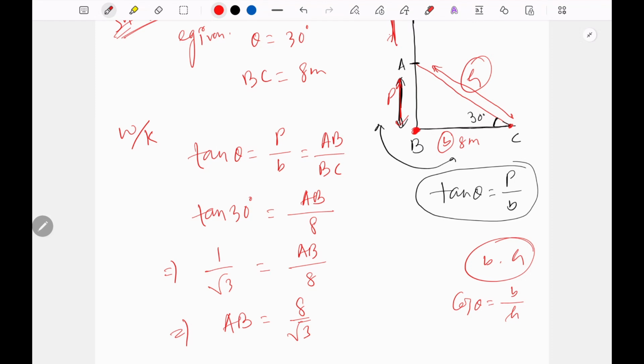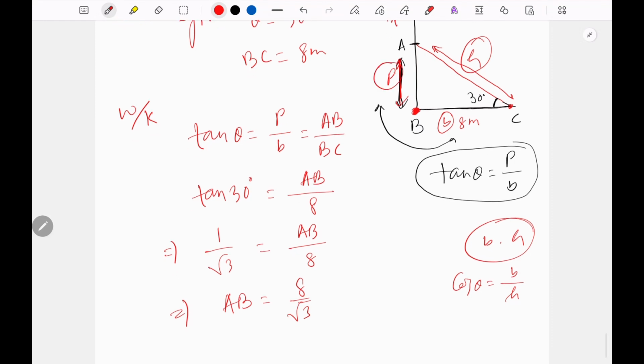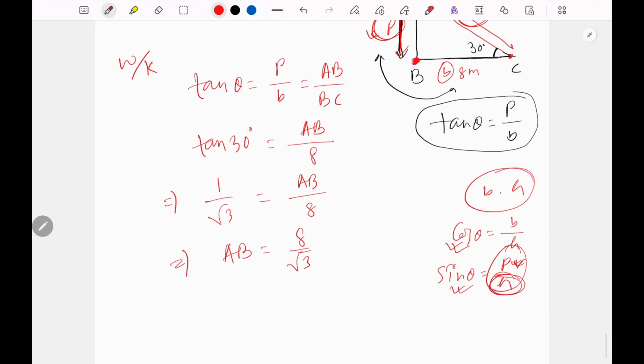And another thing, now we have this P also. We know the value of P and we need to find the value of H. So we know the relation between P and H. Sine theta we can write as P by H. Since the value of P is nothing but AB, we will put it here and then we will get the value of H. So from any one of these you can find the answer. So use any one. So let's use sine theta.